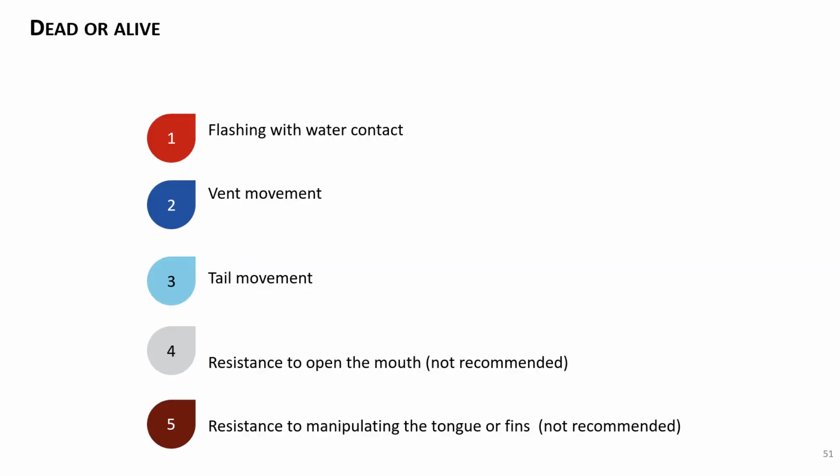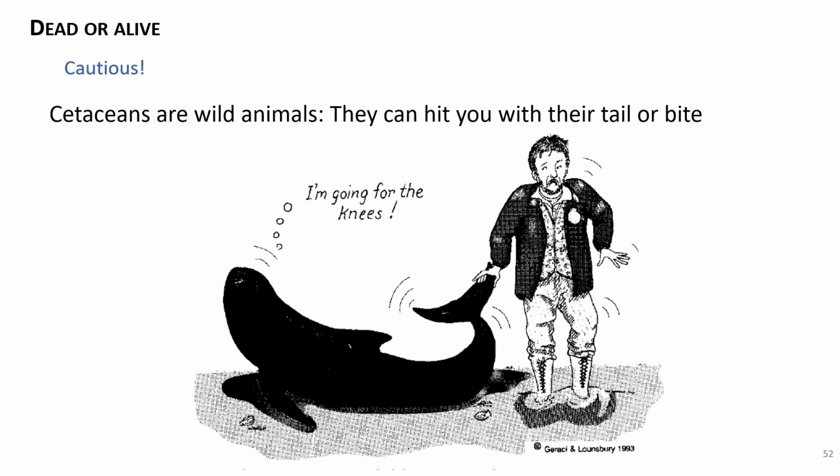There are some tips to know if the animal is dead or alive. First, we need to see if it's flinching with water contact. The animal has vent movements, tail movements. The animal shows resistance to opening the mouth. Of course, this is not recommended because it's dangerous. The animal can bite us. The animal presents resistance to manipulating the tongue or fins. Again, these are not recommended. Remember, cetaceans are wild animals, so they can hit you with the tail or bite. And this is really important to remember all the time.